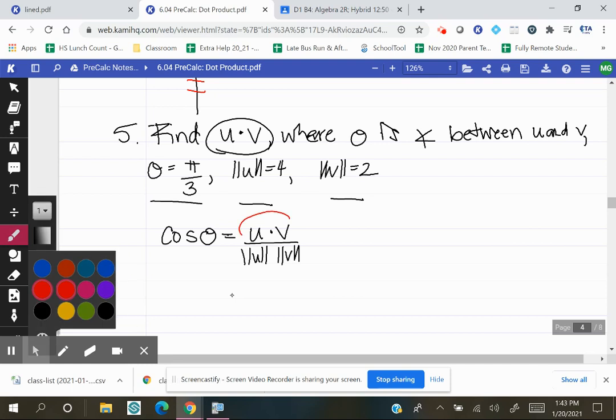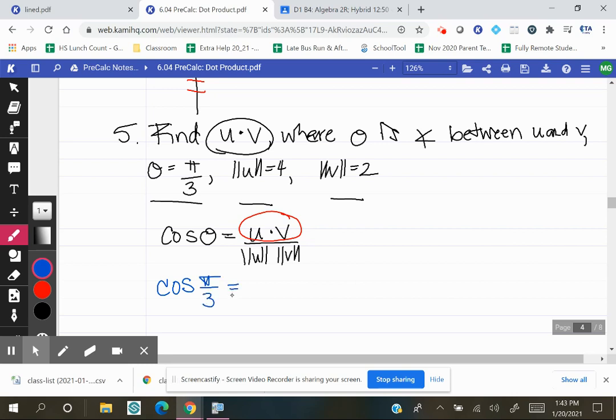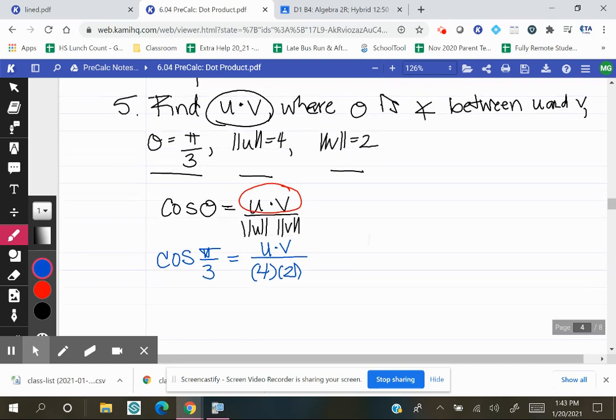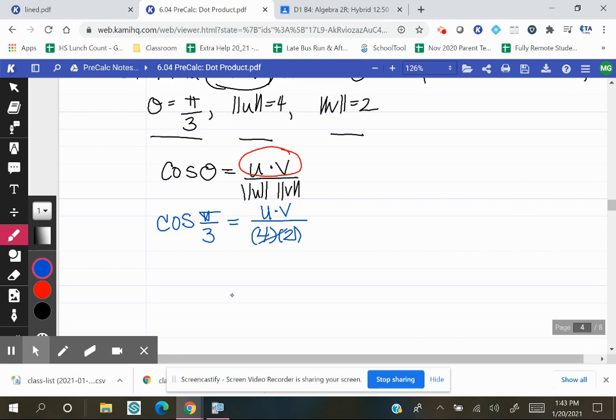So I want to solve for u dot v. So I'm going to substitute in everything I know so far. So I know that theta is pi over 3. And I know that the magnitude of u is 4 and the magnitude of v is 2. So I'm multiplying those together. And I want to solve for this dot product here. So first of all, I know 4 times 2 is 8. So to get rid of the 8 here, I'm just going to multiply both sides by 8. So I get 8 times cosine pi over 3 equals my dot product. So now I just need to figure out what 8 times the cosine of pi over 3 is.